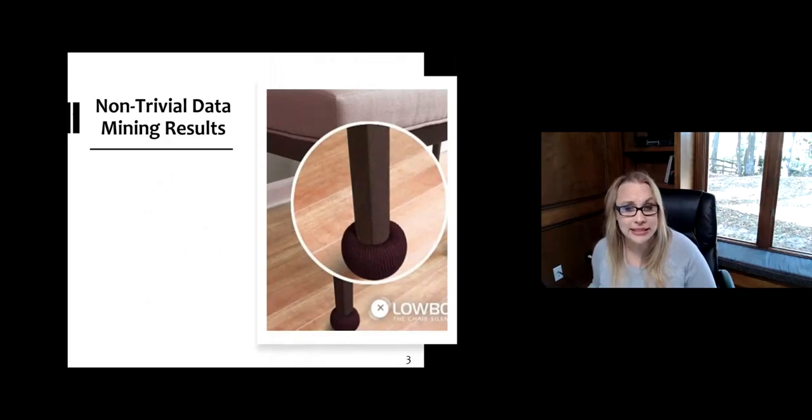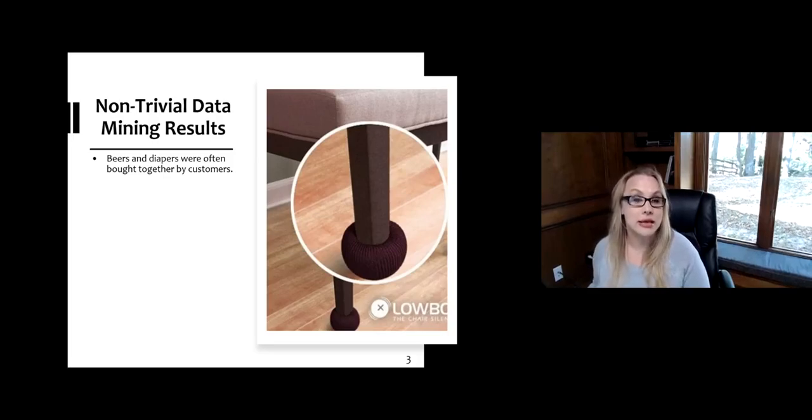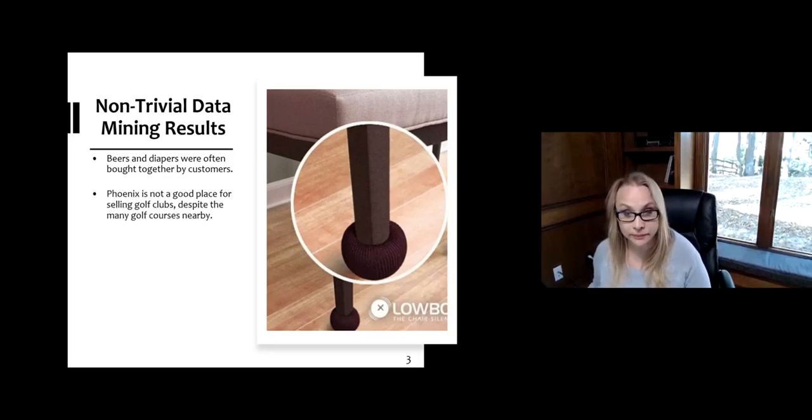Let's talk about some examples of non-trivial data mining results. One example, which is a very famous one, was the pattern that was found where people who are going in to buy diapers, which are typically going to be men who get sent to the store to buy the diapers, also tend to buy beer. So beer and diapers tend to be bought together, often by customers. And again, typically it's going to be the male customer that's going to be buying diapers and beer.